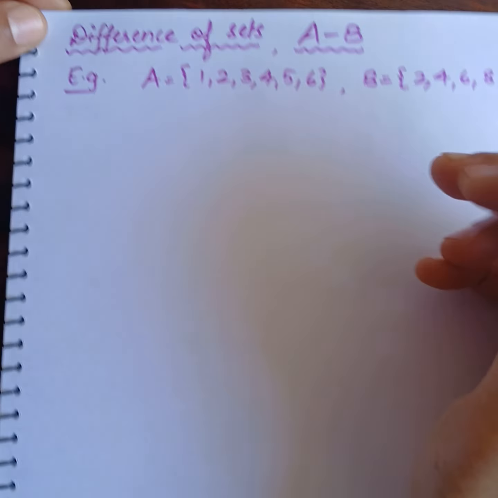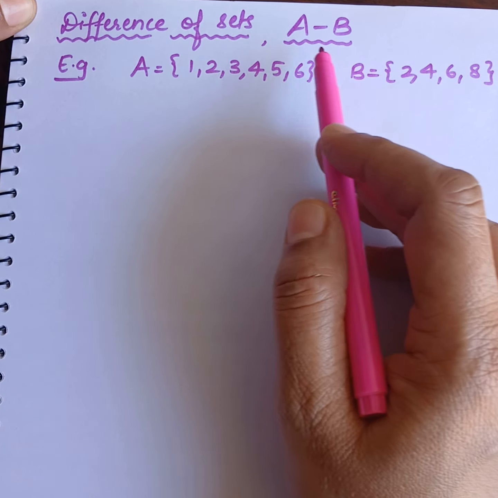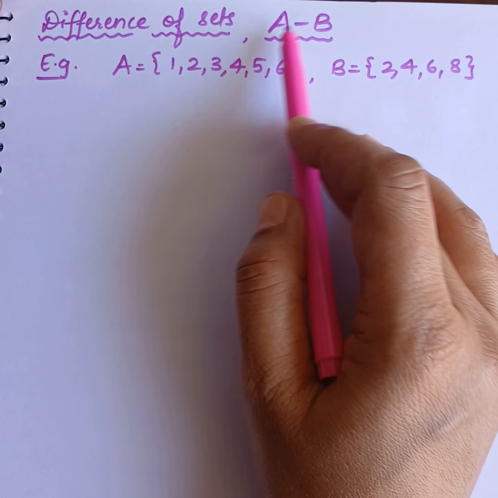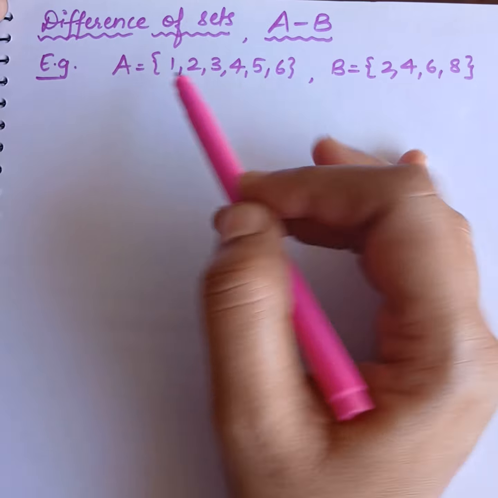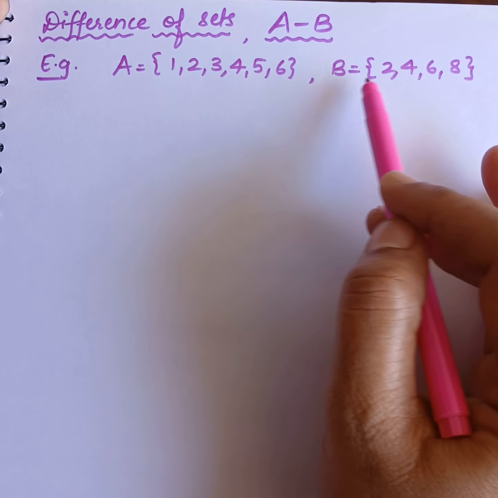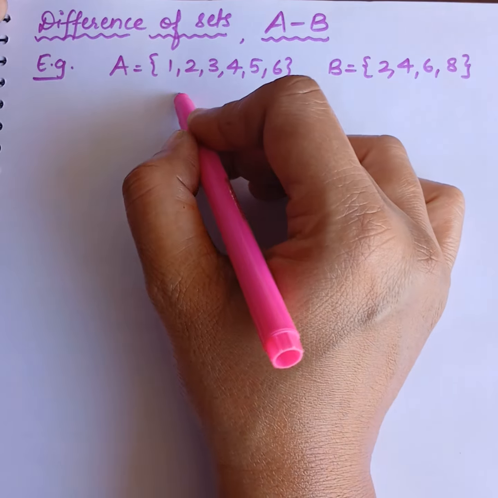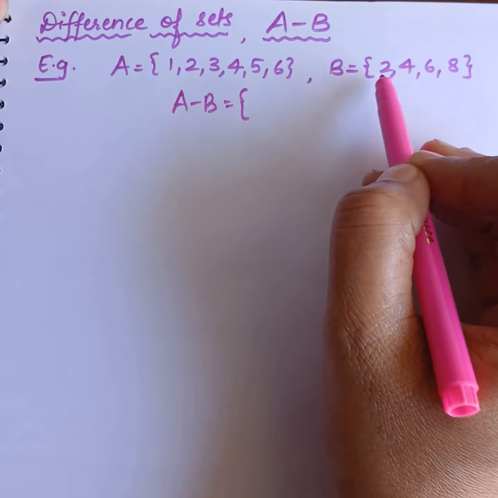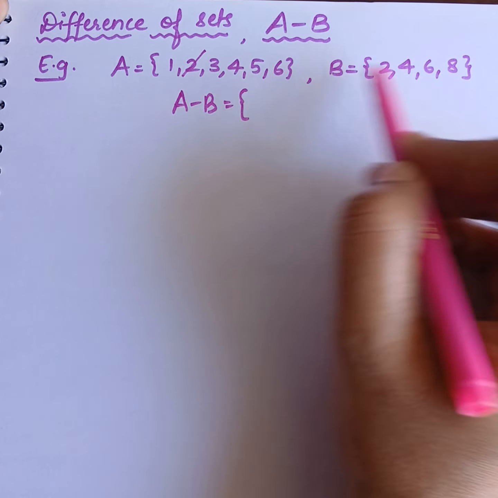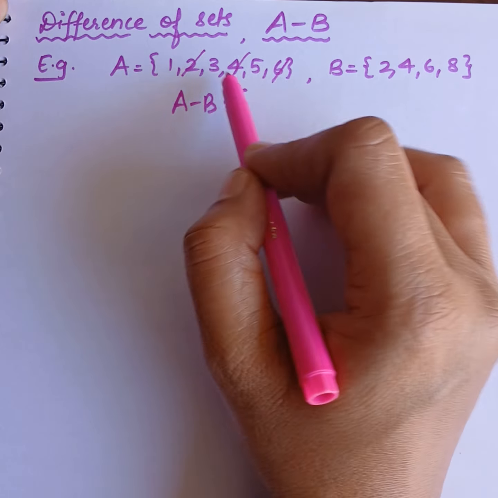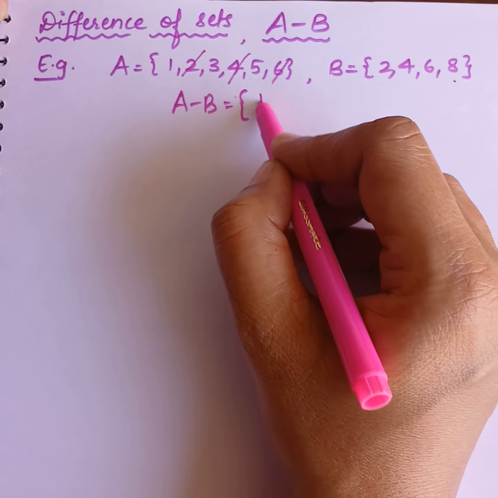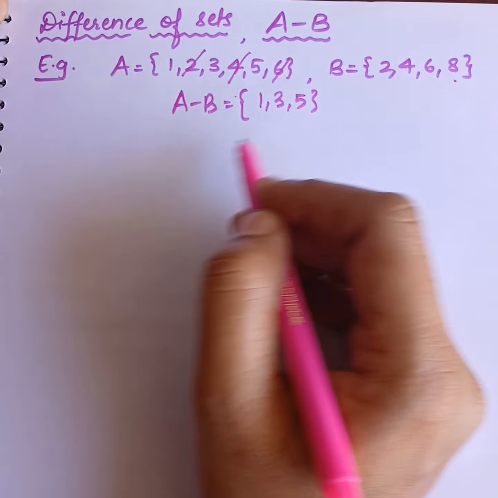Now we have the difference of sets. Difference of sets, we represent it as A minus B. Now what do we mean by difference of sets? It is very easy: from set A we have to remove the elements of B. Like I have A as {1, 2, 3, 4, 5, 6}, B is {2, 4, 6, 8}. So A minus B will be, from A I have to remove the elements of B. Now what are there in B? 2 is there in B, then 4, then 6. So from A I have to remove the elements of B. What elements are left here? 1, 3, 5. So this is A minus B.